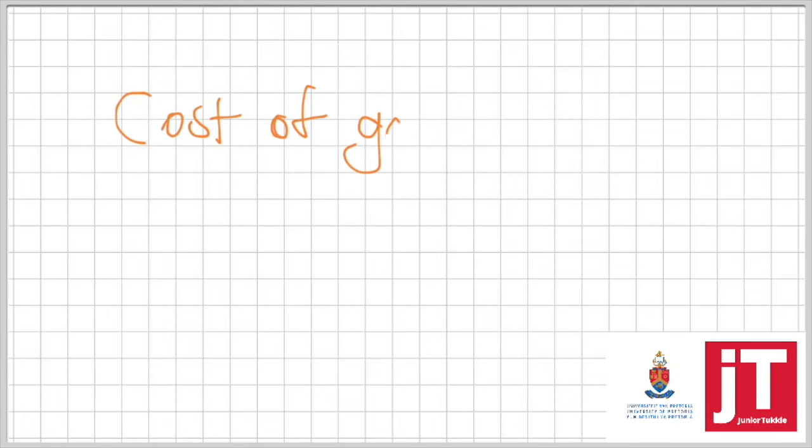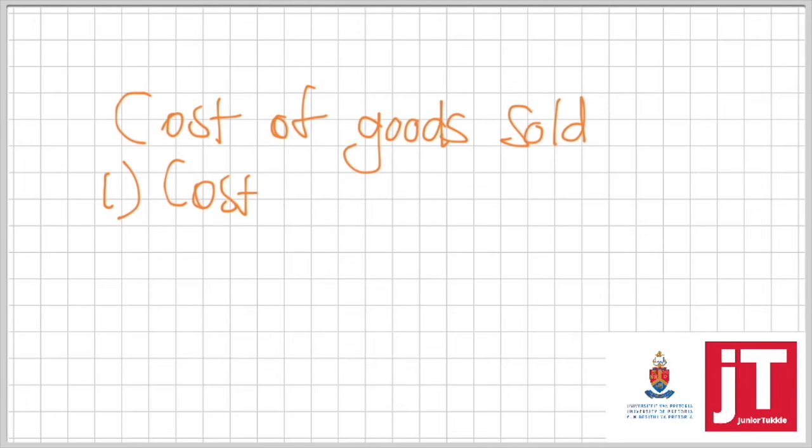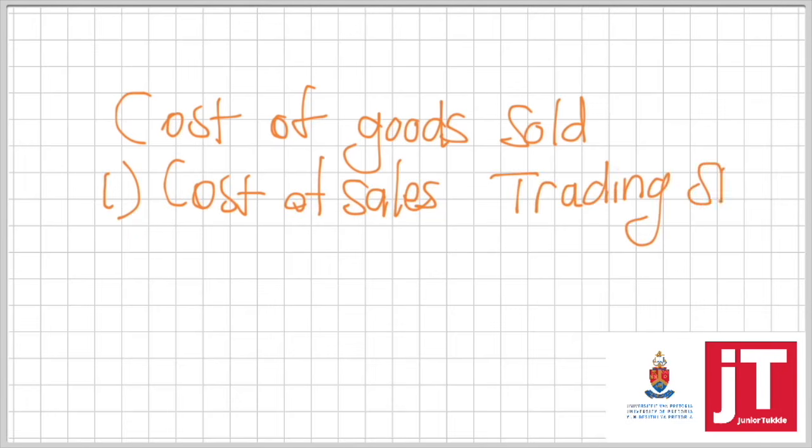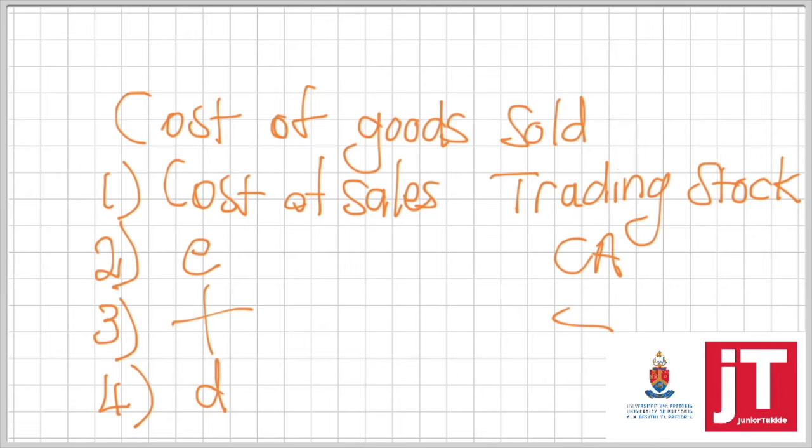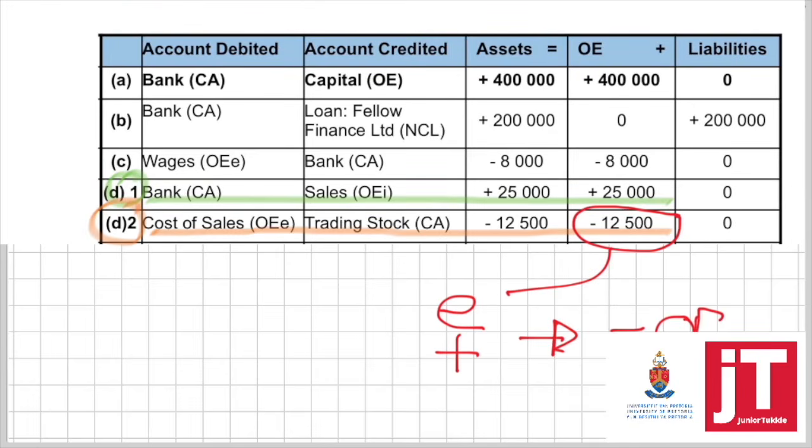Now the second part of the transaction, the cost of the goods sold. Cost refers to the cost of sales and goods refers to trading inventory or trading stock. Cost of sales is an expense and trading inventory or trading stock is a current asset. The expense increased and the trading stock decreased because we sold the stock, and the expense increased because I have to replace the stock in the future. So the account debited will be cost of sales and the account credited will be trading stock. That is why we have 2 parts to this answer.